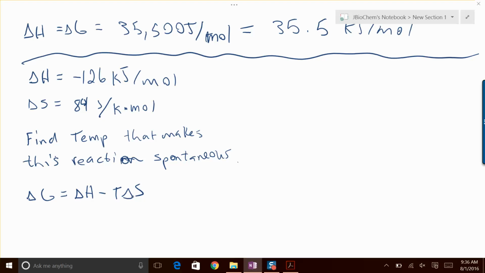Do you just switch to 0 or one? It's any temperature. Yeah, that's a different problem. That's what we got for the spontaneous answer for the last example. Okay, that's true. So solve. Go ahead. So yes, you set delta G equal to 0.